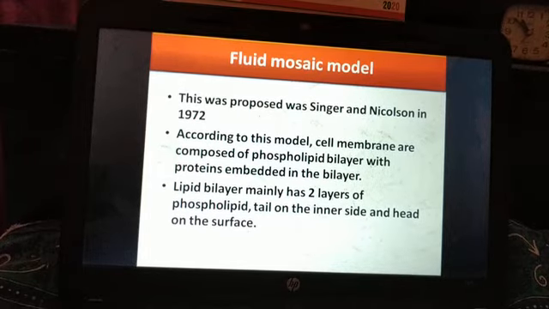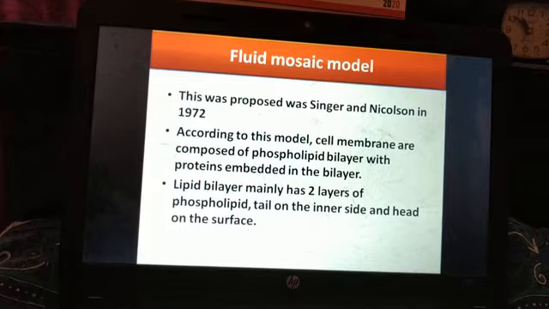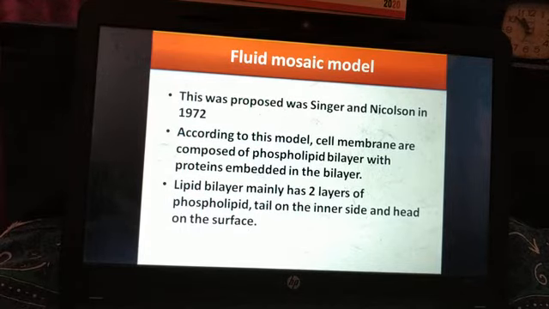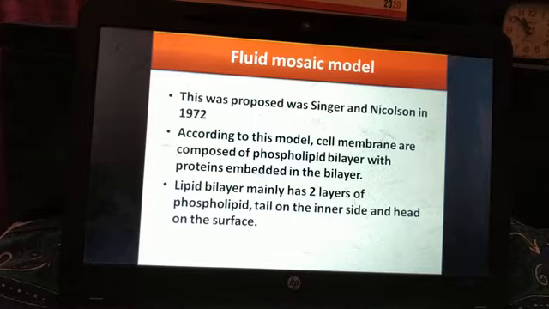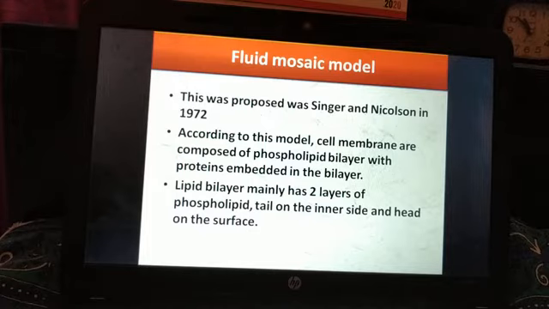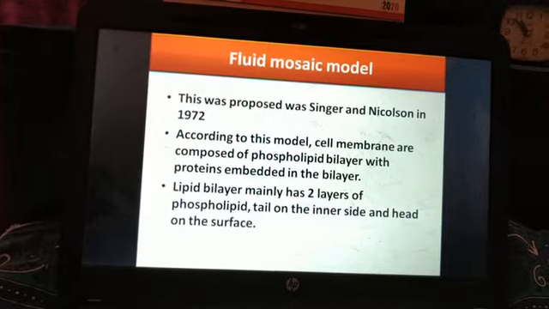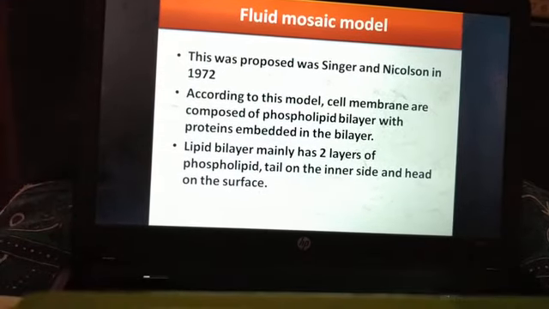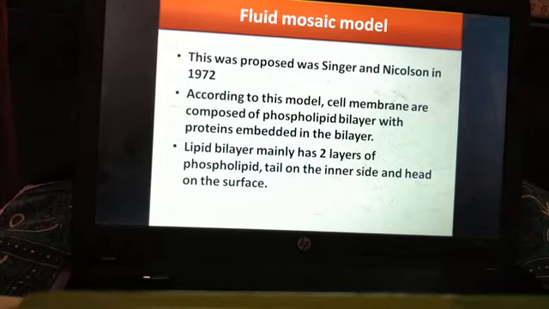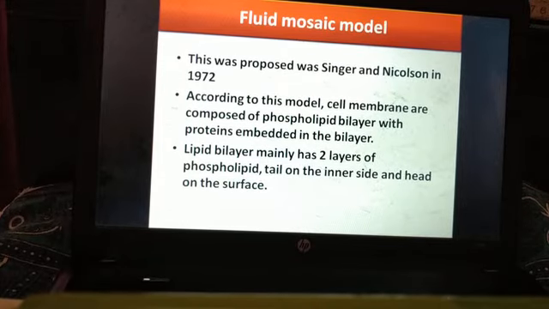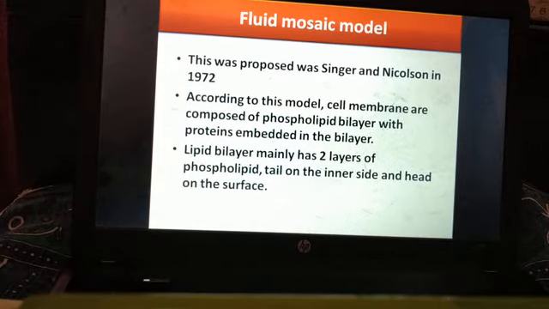Now another model was proposed to explain the structure of plasma membrane, that is the fluid mosaic model. This was proposed by Singer and Nicolson in the year 1972. According to this model, cell membranes are composed of a phospholipid bilayer with proteins embedded in the bilayer. So here proteins are embedded in the bilayer, and the proteins will be alpha globular proteins.